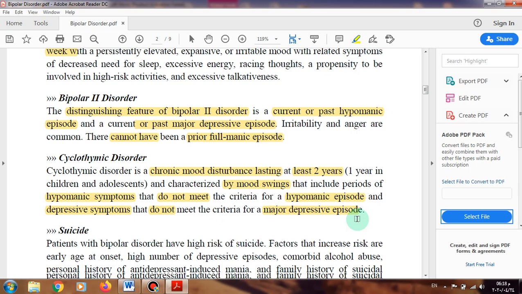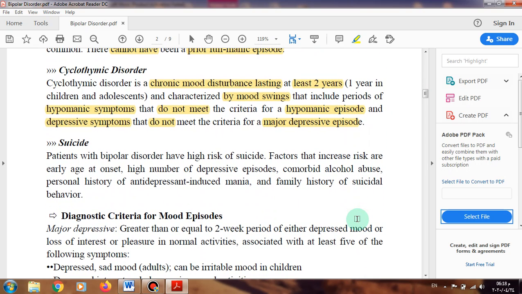Suicide. Patients with bipolar disorders have high risk of suicide. Factors that increase the risk are the early age of onset, from 18 to 30 years, high number of depressive episodes, comorbid alcohol abuse, personal history of antidepressant-induced mania, and family history of suicidal behavior.